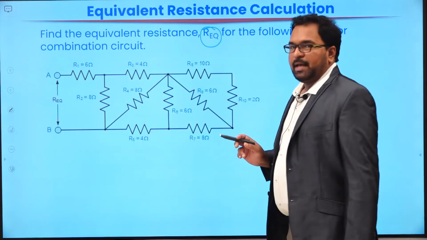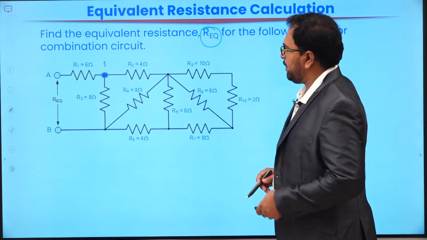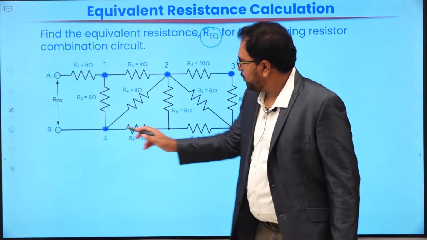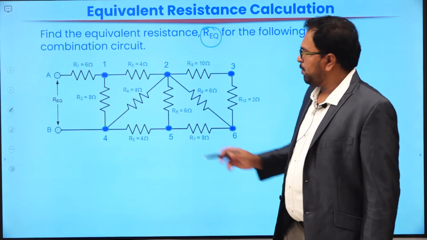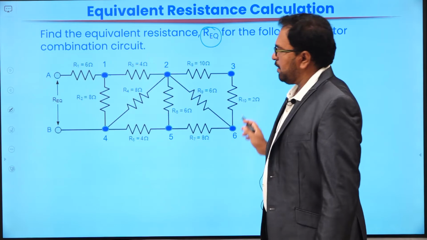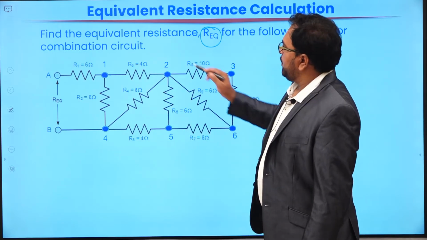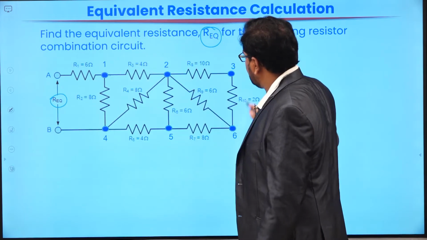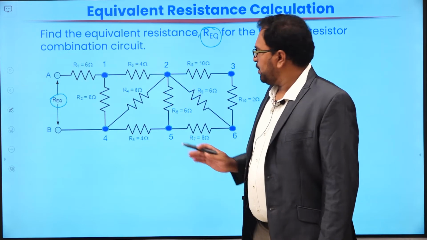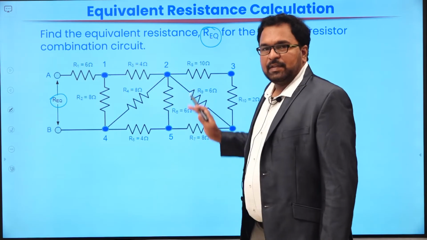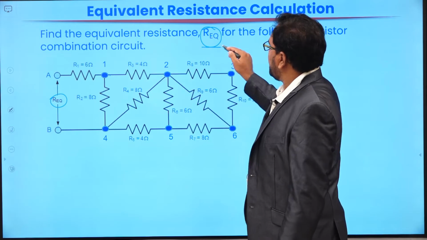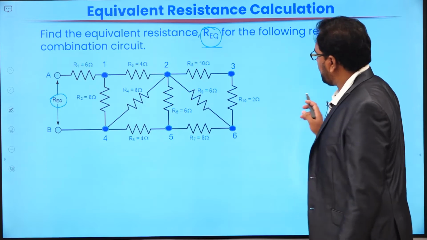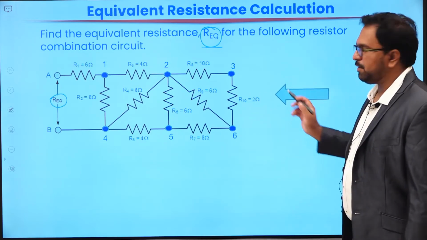First of all, identify the remaining nodes in the circuit. Here we have first, this is one node, next, second, third, 4, 5, 6. So apart from A and B, we have 6 other nodes in the circuit. Since we are going to calculate the equivalent resistance between the A and B terminals, we are going to replace all these resistors with a single resistor of resistance R equivalent. Then to calculate R equivalent, you have to start solving the problem from the opposite end, from this end.